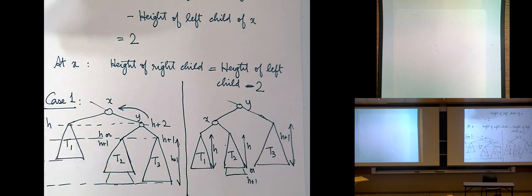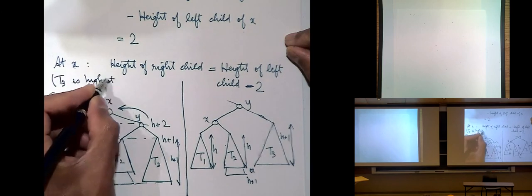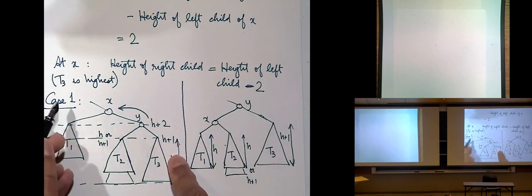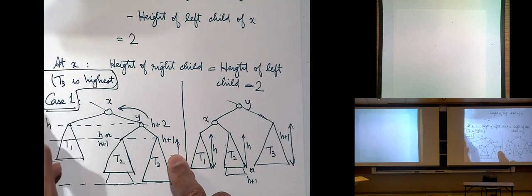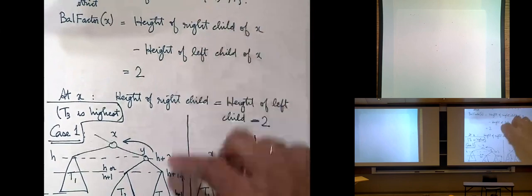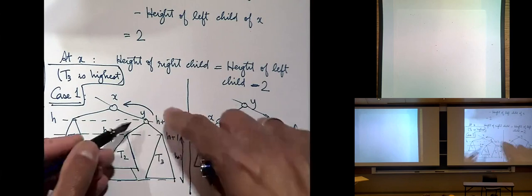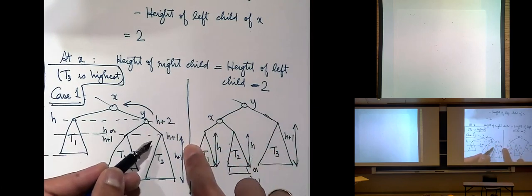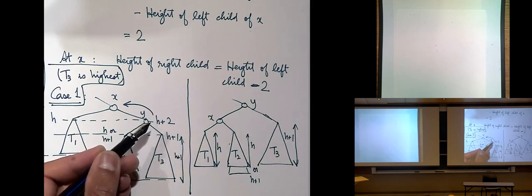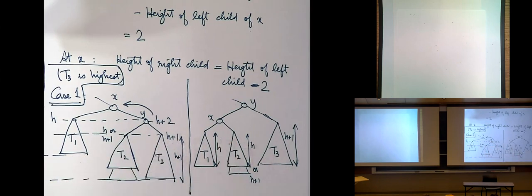What is case 1? T3 is the highest. That is the situation. So when T3 is the highest, this rotation will fix the problem. Remember, we're assuming that the balance factor is 2 to start off with. So at x, it's h and h plus 2. But this h plus 2 is coming from the h plus 1, which is T3. And we know that we fixed the problem at h2 if there was a problem. We're assuming that this is the highest. So T2 is either h or h plus 1. And this rotation will fix the problem.